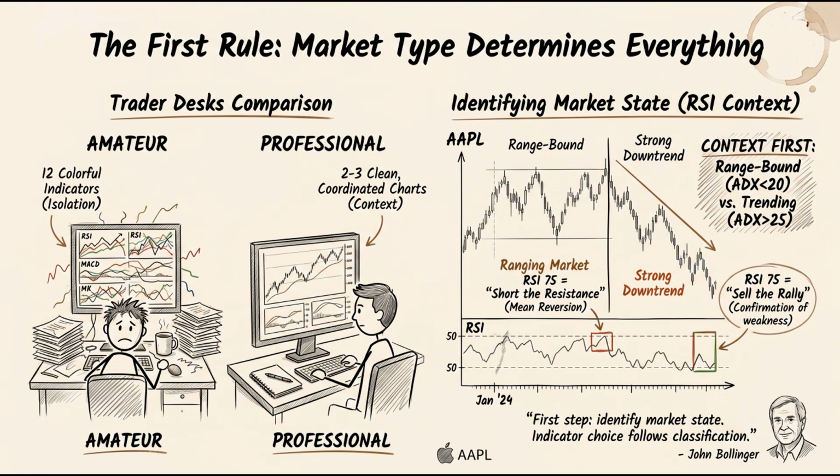The first rule of professional trading is that market type determines everything. Before you look at a single line or bar, you must classify the market as trending up, trending down, or range-bound. A Relative Strength Index reading of 75 means something completely different depending on the context. In a strong uptrend, it is a buy the dip signal, but in a sideways market at resistance, it is a cue to short. John Bollinger himself teaches that identifying the market state is the mandatory first step, and your choice of indicator must follow that classification.